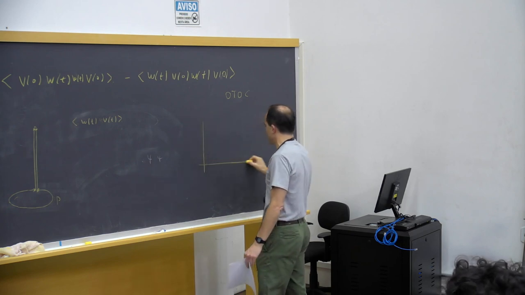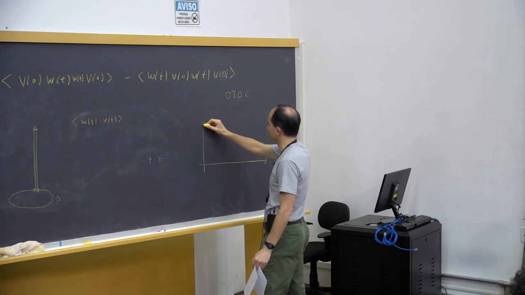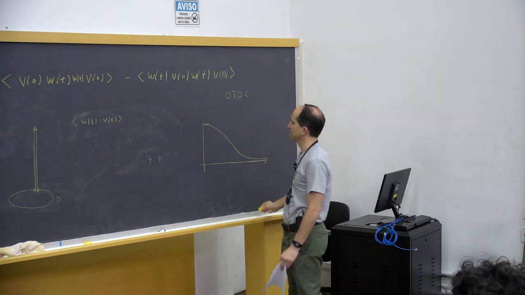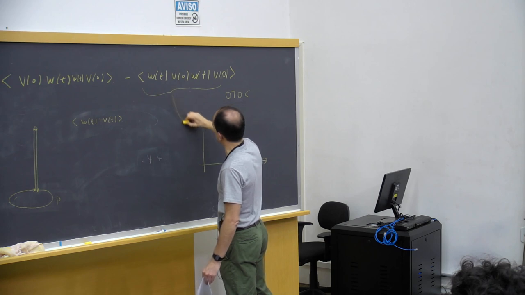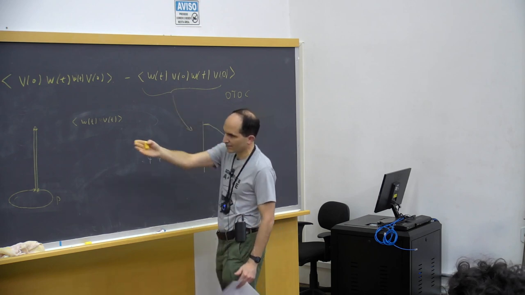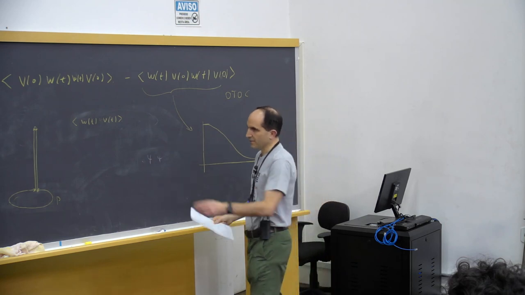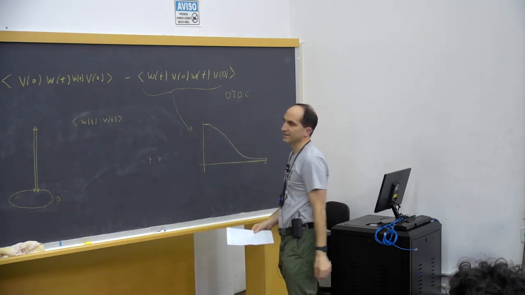So the statement that the commutator grows is completely equivalent to the statement that this starts out constant and then decreases exponentially with time until it eventually becomes zero. So this is the expected behavior if the behavior of the commutator was that one. So talking about the growth of the commutator or the decrease of the out-of-time-order correlator is exactly the same.